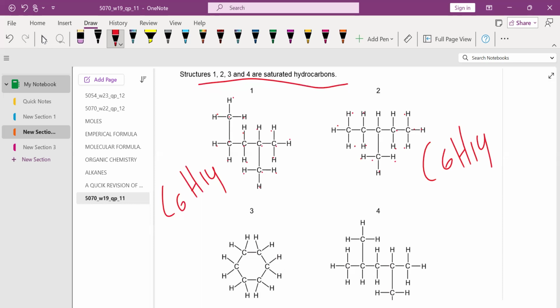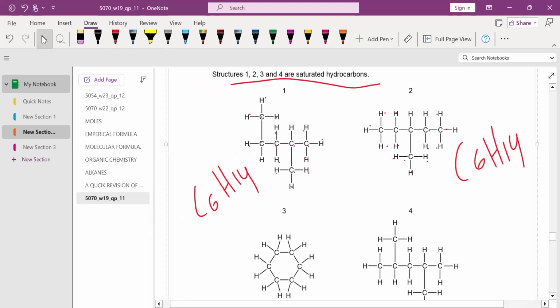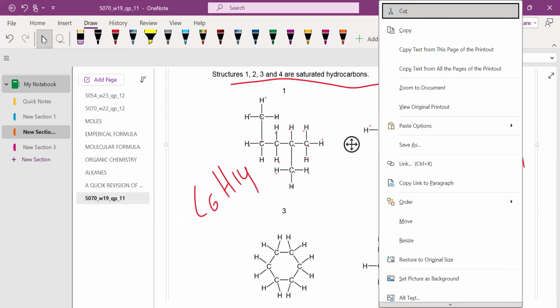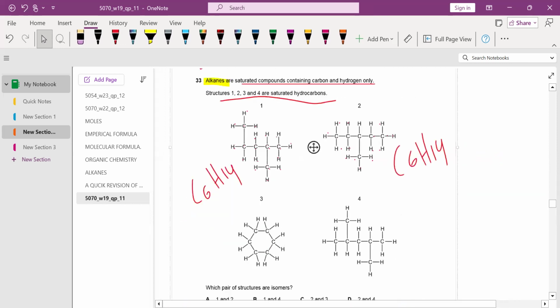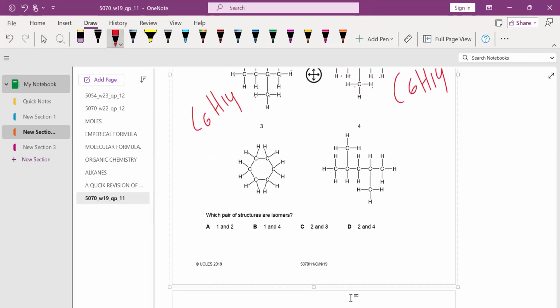I don't think we need to count 3 and 4, because it is given that you need to just find a pair, which means 2 isomers. So let's look at the options. Option A is correct. 1 and 2 are the structural isomers of each other.